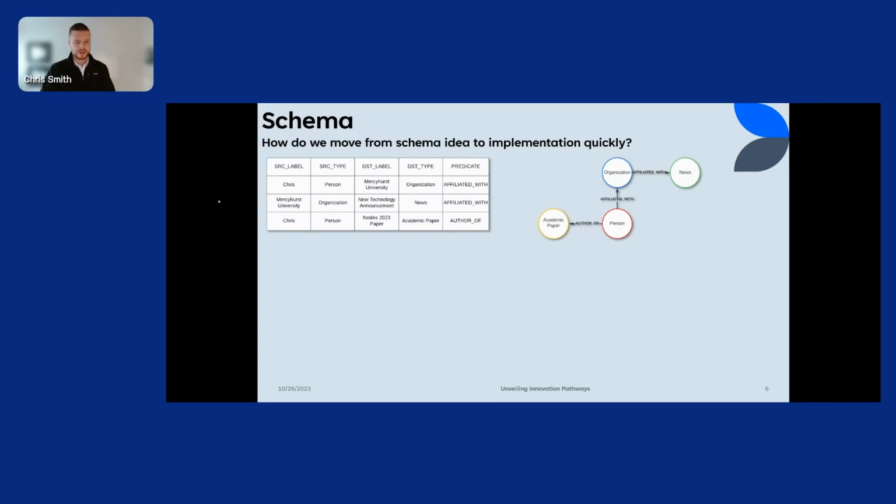So intuitively, we have a person that is an author of an academic paper, like we just said. We have a person that is affiliated with an organization. And maybe we have some upstream NLP process that's able to look at news and then affiliate that news article with the organization mentioned in it. So we have that organization affiliated with news relationship. Okay, great.